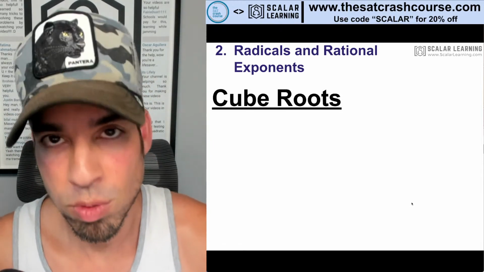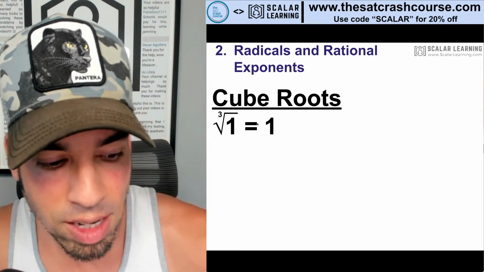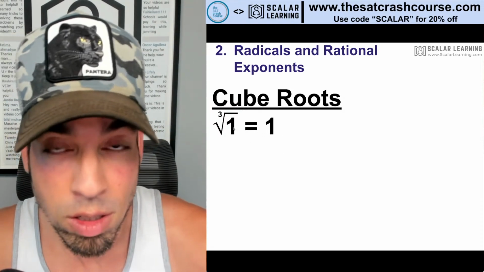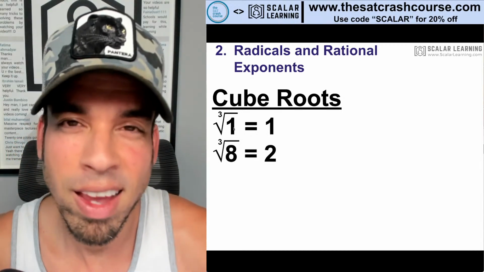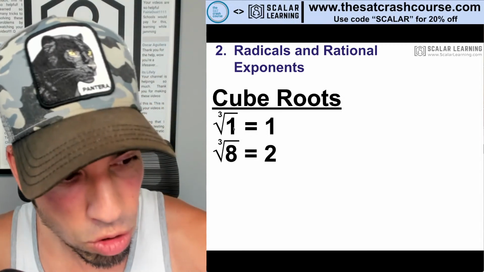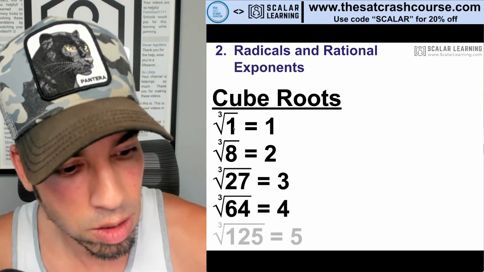What about cube roots? Cube roots are asking what number times itself and then times itself again equals this. So cube root of 1 is, of course, 1 times 1 times 1 is 1. Cube root of 8, that's 2 times 2 times 2. 27 is 3 times 3 times 3. And so on and so forth.